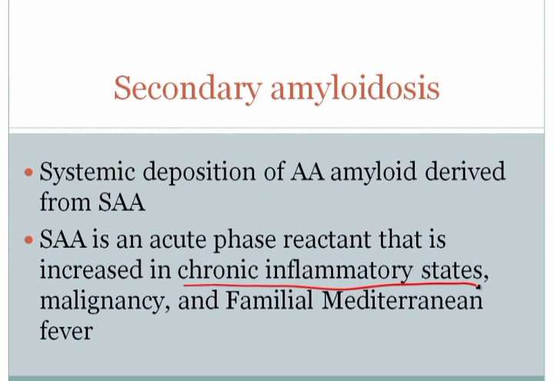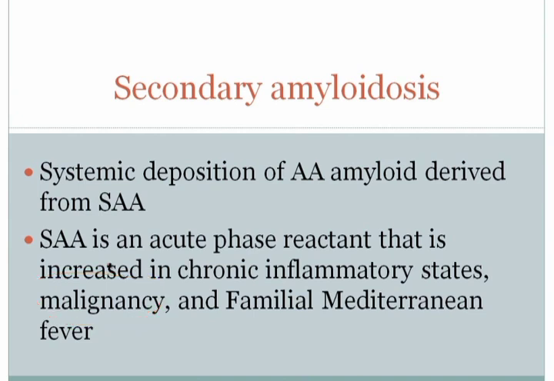Another circumstance in which we might see secondary amyloidosis is malignancy. And the idea here is that malignancy, on occasion, can result in a low-grade chronic inflammatory state, because we can have an inflammatory reaction against the tumor cells. And so malignancy is associated with secondary amyloidosis.